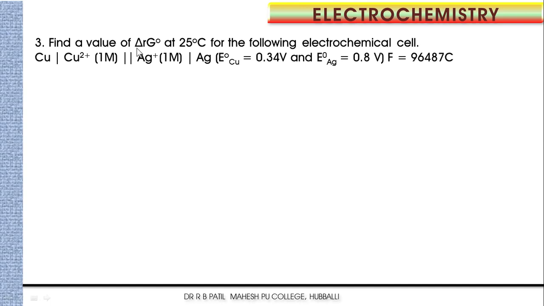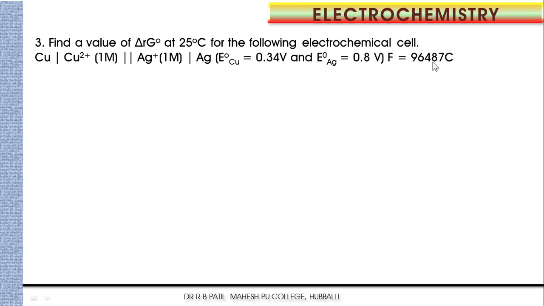Find the value of standard free energy change for a reaction. The symbol indicates standard free energy change for a reaction at 25 degrees Celsius for the given electrochemical cell representation. Here, copper acts as the oxidation half-cell, whereas silver acts as the reduction half-cell. They have given E naught of copper 0.34 volt and E naught of silver 0.8 volt, and also the F value, that is 96,487 coulombs.